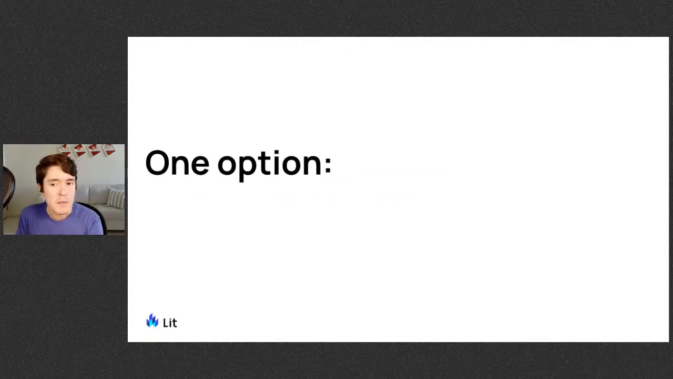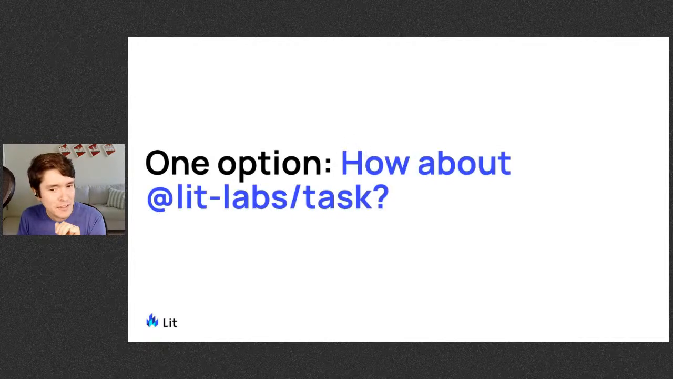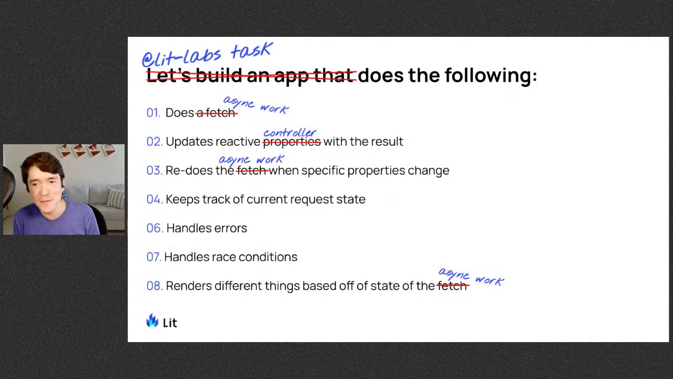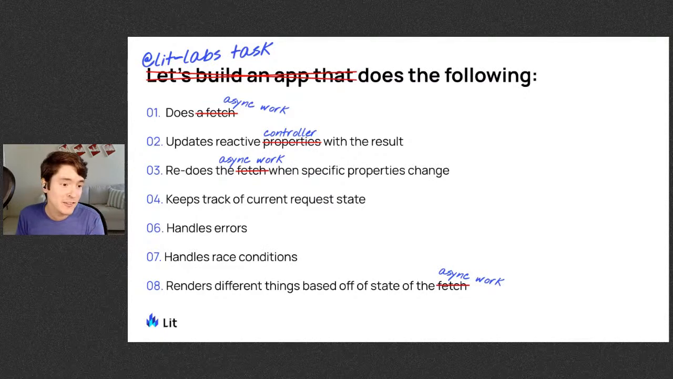So one option we're proposing, not necessarily the option, is Lit Labs Task. Remember the comprehensive requirements we had for our app that we were building? Well, surprise, it's actually what Lit Labs Task does. So Task does the following. It does async work. It updates a reactive controller with the result. It redoes the async work whenever specific properties change. Keeps track of the current request state. It handles errors. It handles race conditions. And it renders different things based off the current state of your async work.